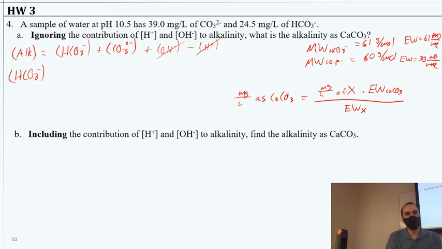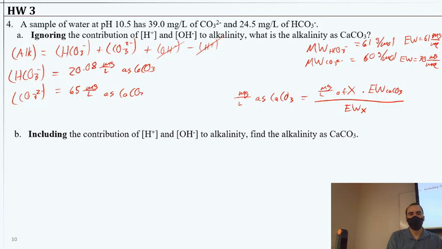our HCO3 minus, our bicarbonate, and our carbonate. Once we've got those, we can find that the bicarbonate is 20.08 milligrams per liter as CaCO3. And for our carbonate, that would be 65 milligrams per liter as CaCO3. So the total then, just adding the two together, is 100.9.